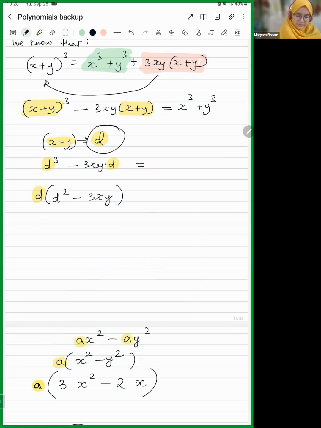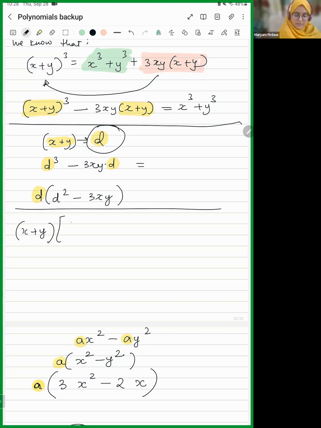So it will be x plus y whole cube minus 3xy. We have taken x plus y as common. There are three x plus y's over here. One of them we took out. How many are left? Two. So it will become x plus y whole square, minus 3xy. Very good.